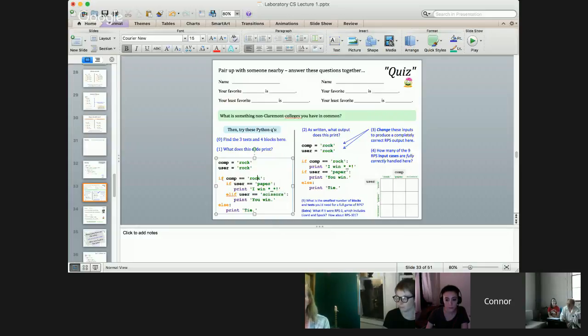And the 4 blocks of code we have. So this is 1 block. This is the 2nd block. Within this 1st block, we have this 3rd block, and then this 4th block. Does that make sense to everybody? Is that what you guys got? Do you have any questions?